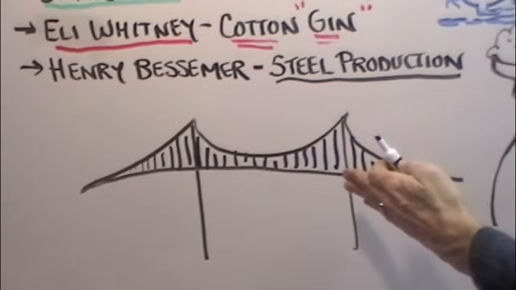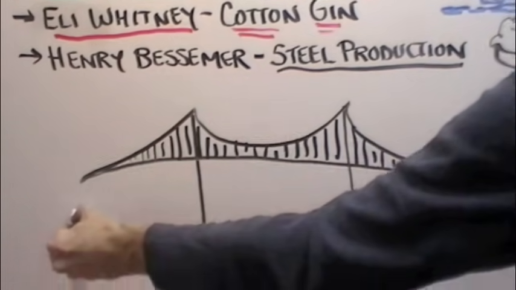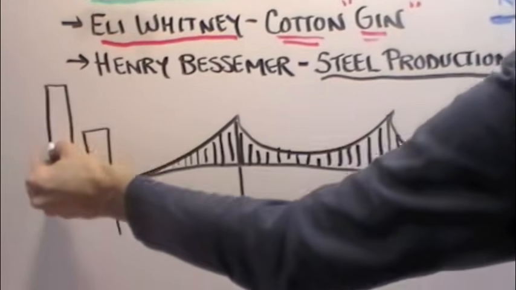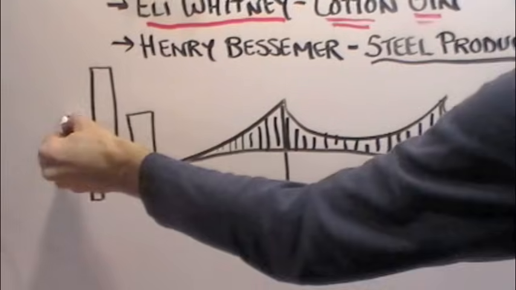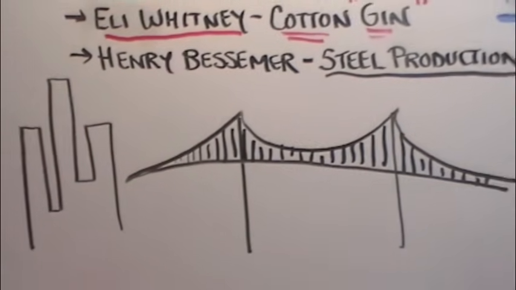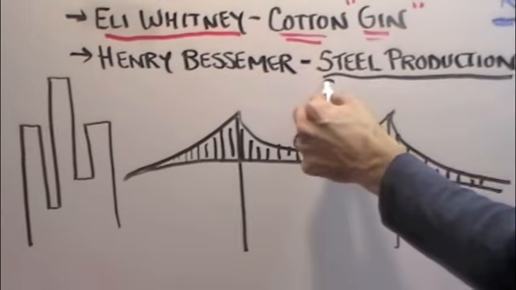In addition to these suspension bridges, you also have in major cities things like skyscrapers, which are possible for the first time because of steel. Okay? In addition to that, you have things like railroads, elevators. All of these things are made possible because of steel.